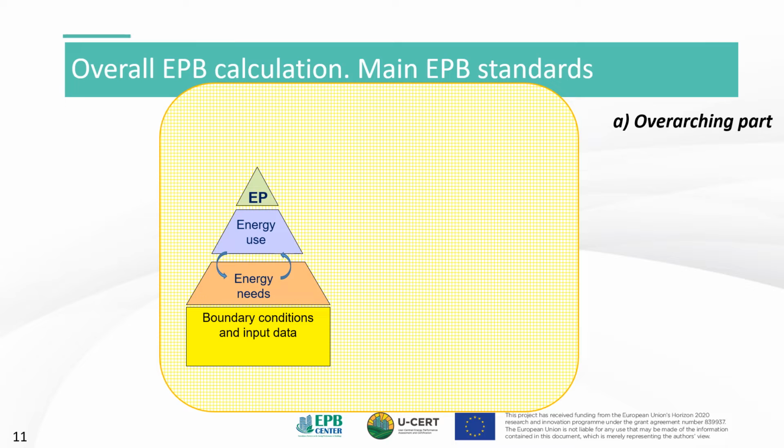And for that we use the pyramid, which we use normally as a simplified illustration of how these EPB standards are interconnected. So the overall energy performance of the building is the top of the pyramid, and in order to assess this overall energy performance, you need to collect the energy use for the different systems, and the energy use can only be calculated if you know the energy needs for heating, cooling, ventilation, lighting and so on. And in order to calculate that, you need to know the boundary conditions and the input data.